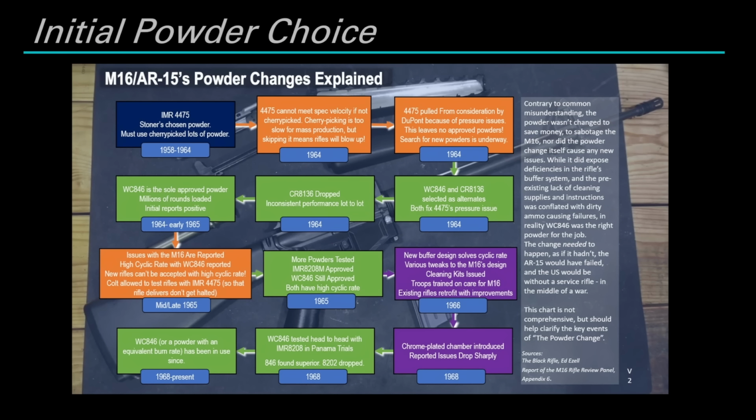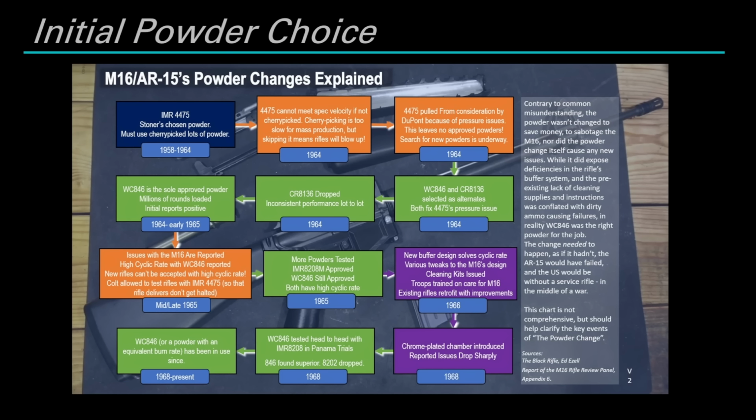Now that we've mentioned it, that increase in gas port pressure that you got with WC-846 made the rifles cycle faster, more energetically. This increase in cycling rate caused two things to happen. One of them was it exposed the inadequacy of the rifle's original buffer design, and we'll cover that in the next section. The other thing that it caused to happen is premature parts failure and wear in the rifle.